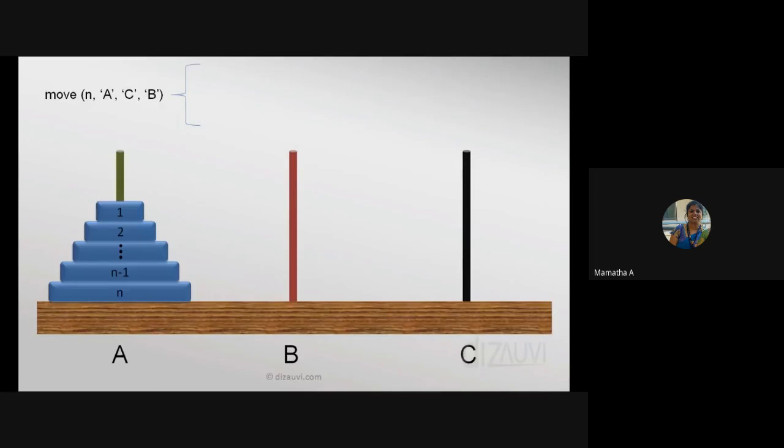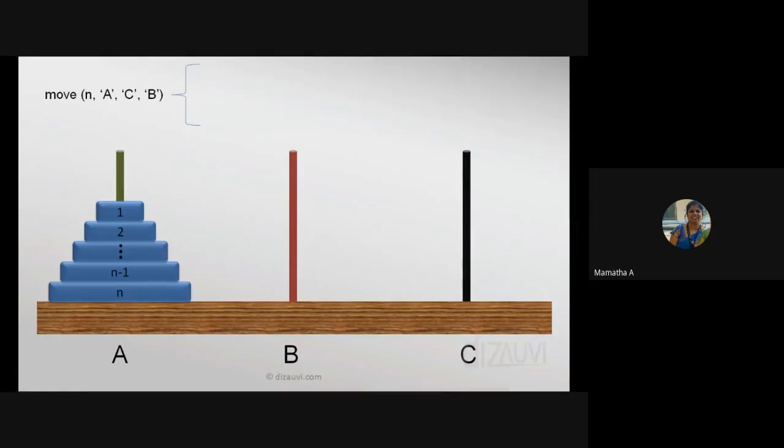The second is tower to. That is, the disks are to be moved from tower A to tower C. And the third parameter is the intermediate tower, where we pass B as argument. So when we call the move method with these parameters, we mean that move n disks from tower A to tower C using tower B as the intermediate.